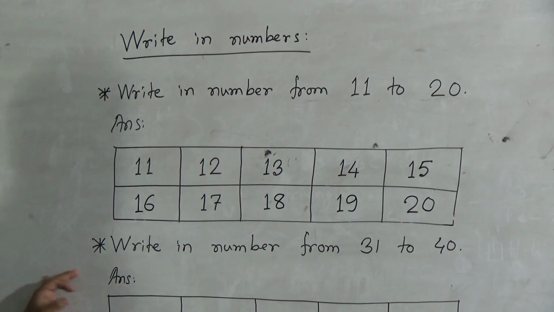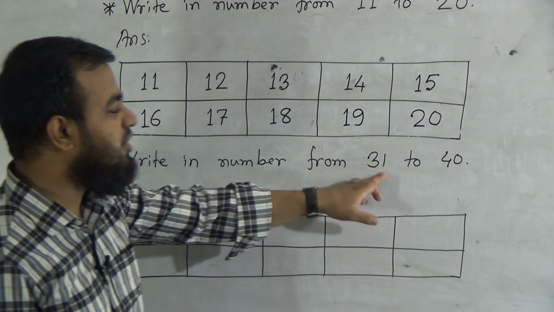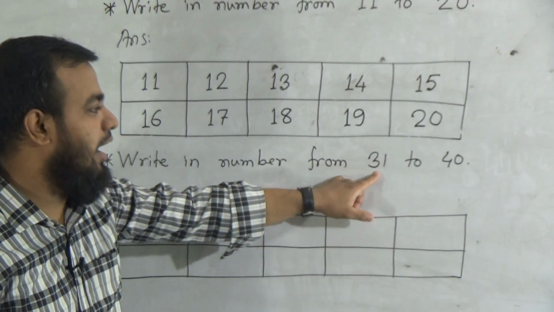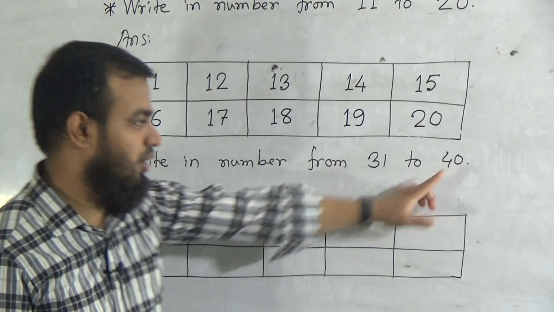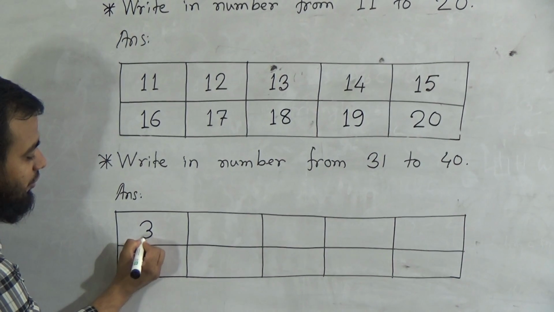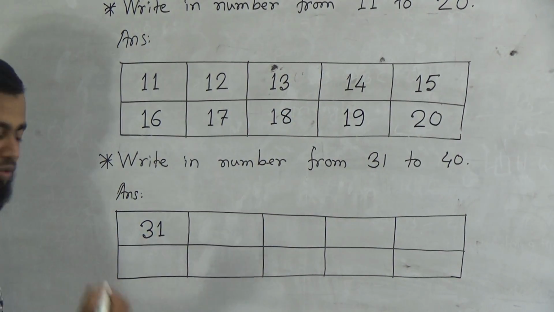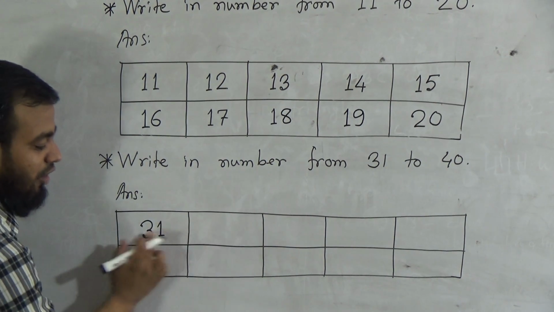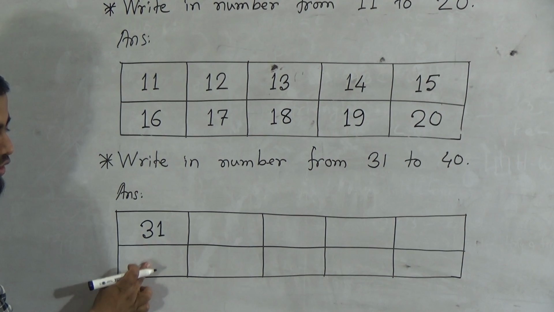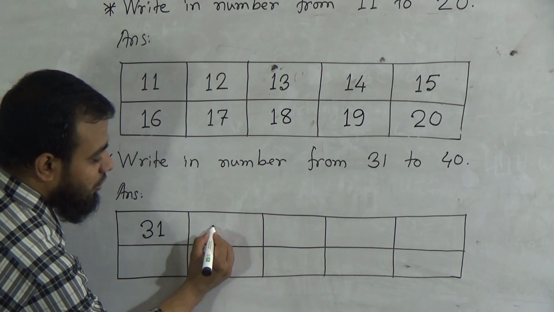Now, the next question is a similar question. Write in number from 31 to 40. That means we should start from 31 and finish at 40. So the first number is 31. In the first box we should write down 31. 3 and 1 makes the number 31. After 31 we should write down 32 on the right side of this box, not in the bottom. We should go from left to right.